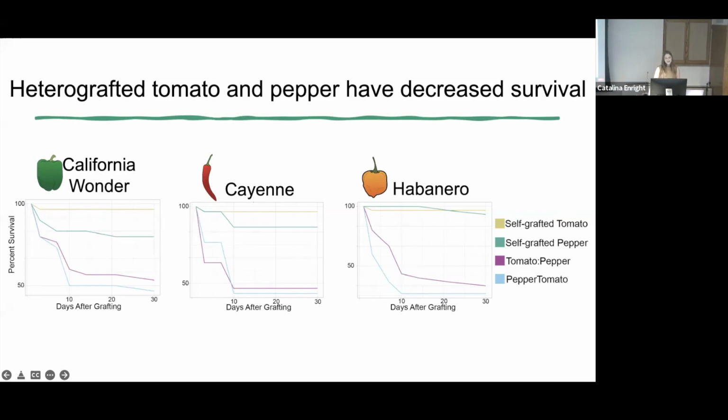So that's the same for all of them. The green line is the self-grafted pepper combination. So they always perform very nice. And the heterografts are these purple and blue lines. So there's a significant reduction in survival in the heterografts of these peppers.